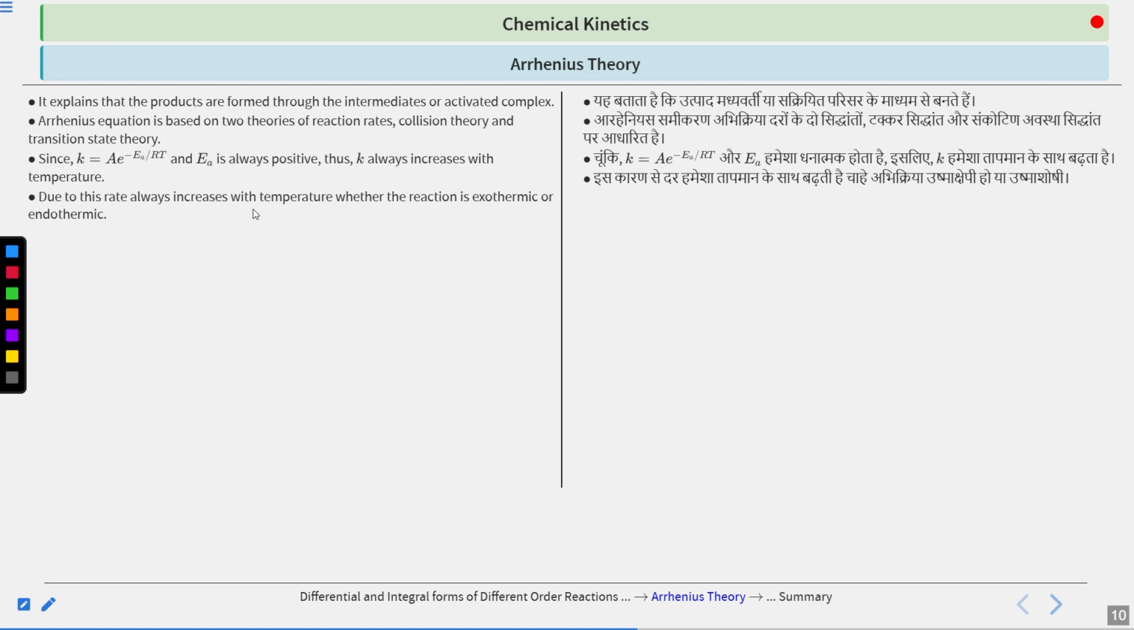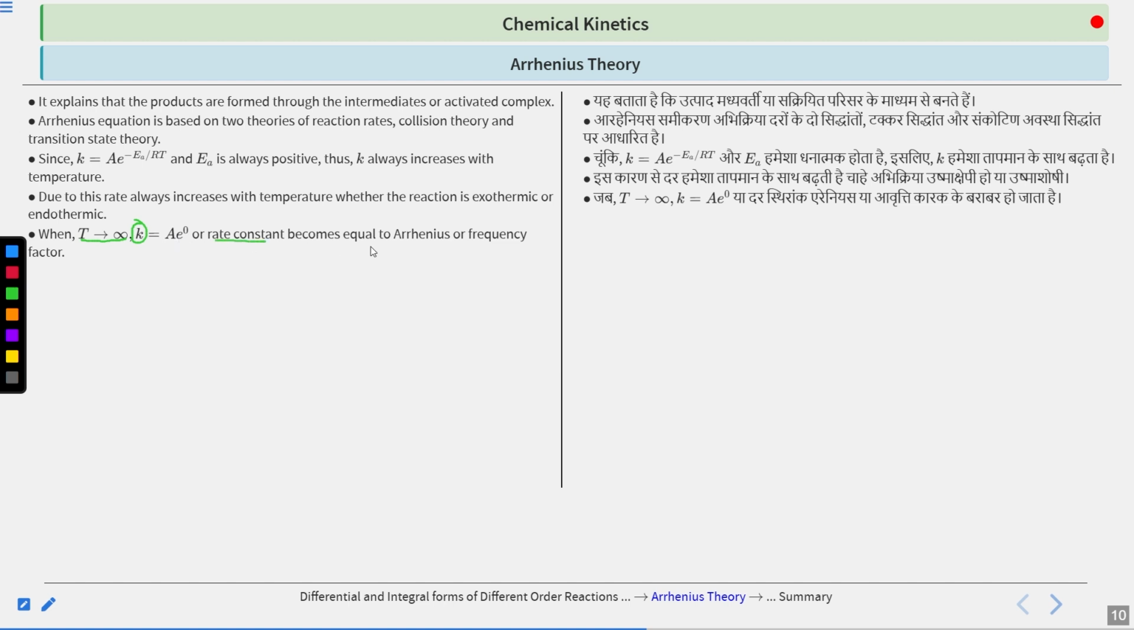It will always increase the rate of reaction. So it doesn't matter whether it is exothermic or endothermic, it will always increase the rate of reaction. Now, suppose we take the temperature as infinity and put it back in the Arrhenius equation. Then that will give 1 by T, and 1 by infinity is 0. Therefore, K is equal to A multiplied by e to the power 0. And also we can say that in this case, your rate constant becomes equal to your Arrhenius or frequency factor.